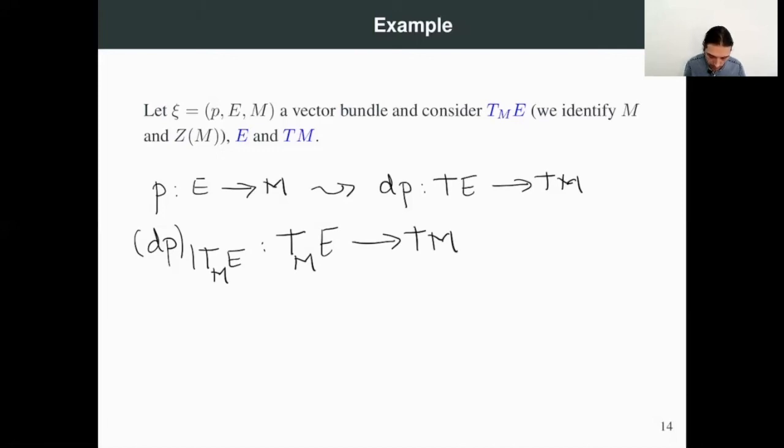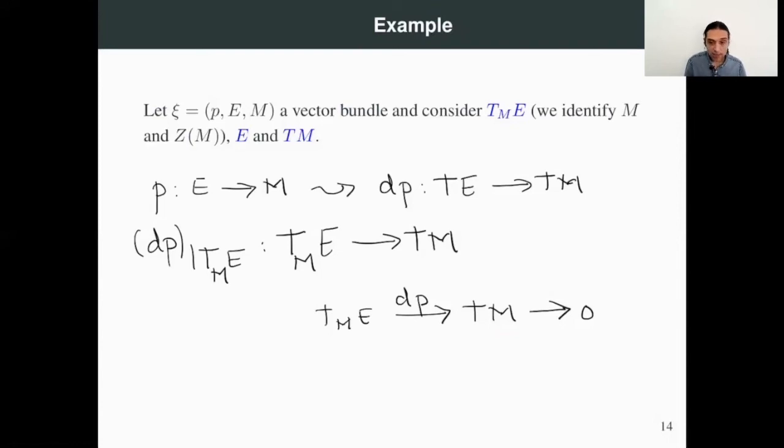Consider now this map over here. This map is clearly surjective, in particular because M is contained in E, and the restriction of P to M is the identity. So it is fairly easy to see that as a consequence, the differential of P is surjective at every point x of M. Okay.